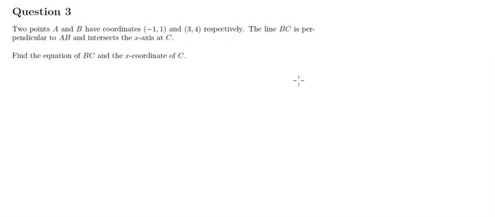So if we just visualize what's happening, we could have the point (-1, 1). And then we have the point (3, 4). So (3, 4) is going to be on the right and a little bit further up. So it's (3, 4). And this is the line that's joining both of these points. So this is A and B. So to say the line BC is perpendicular to AB and intersects the x-axis at C.